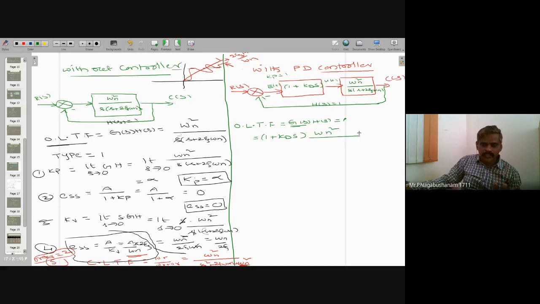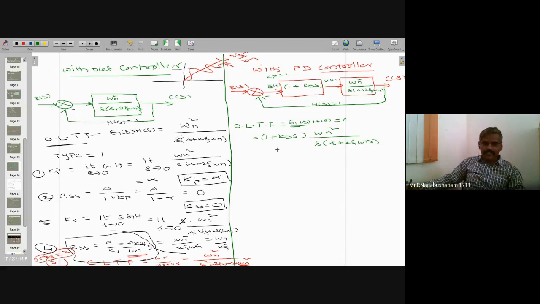All these derivations are not important. A simple statement is enough: PD controller is used to improve the transient response, or improve the zeta. For that reason I'm giving the derivation part, divided by S into S plus 2 zeta omega n.